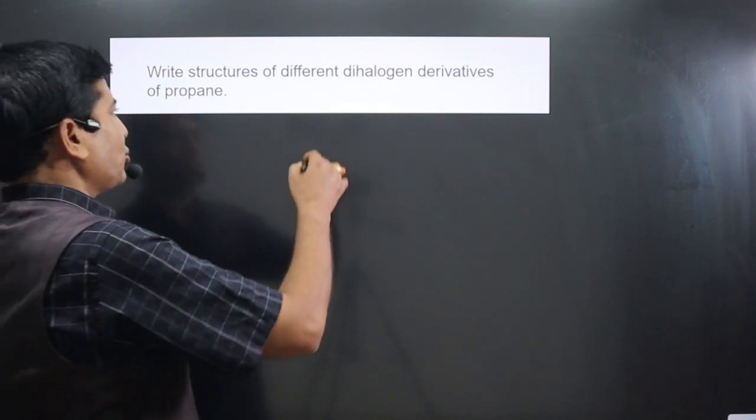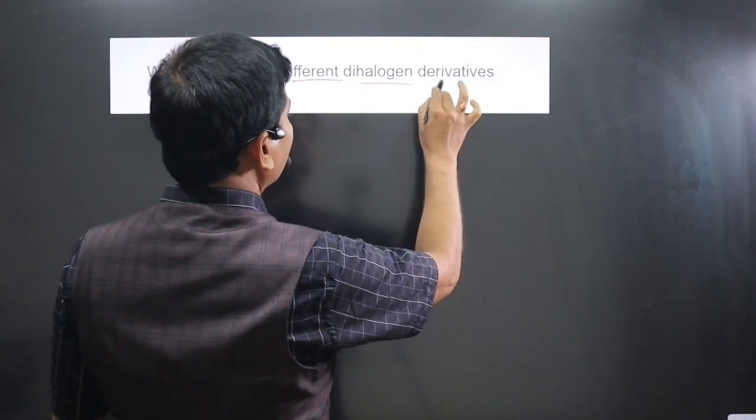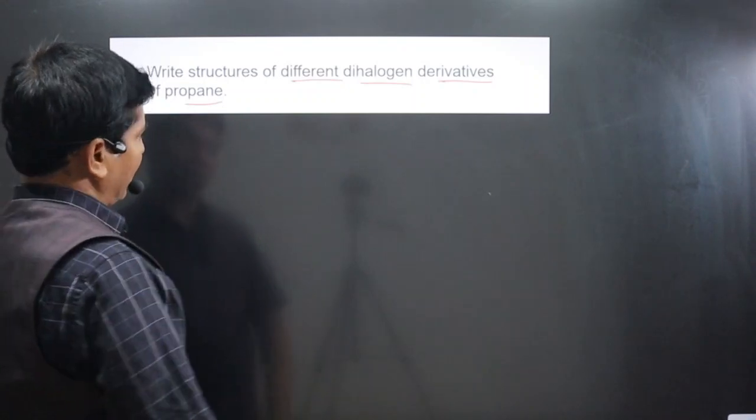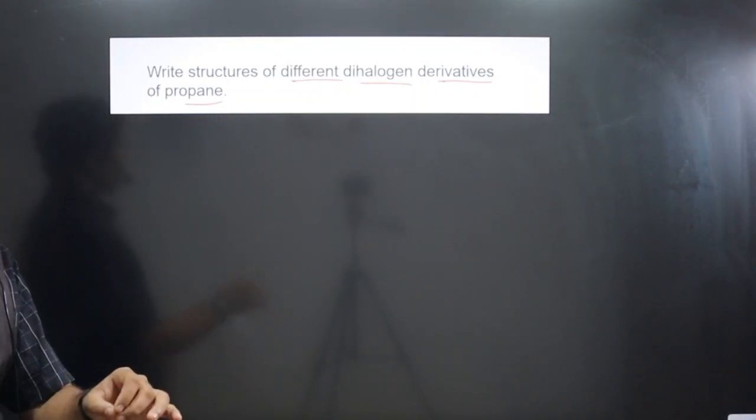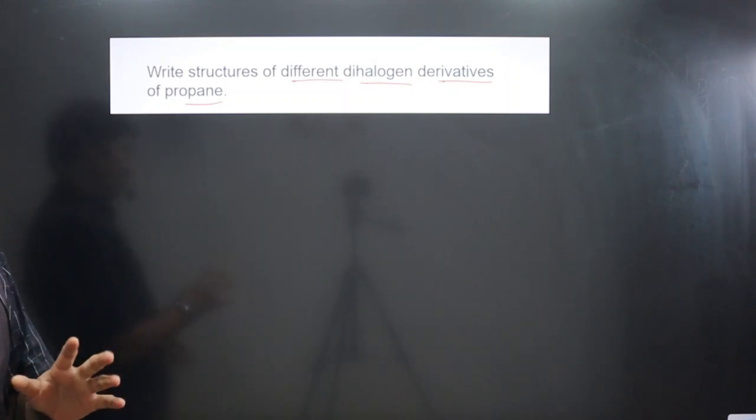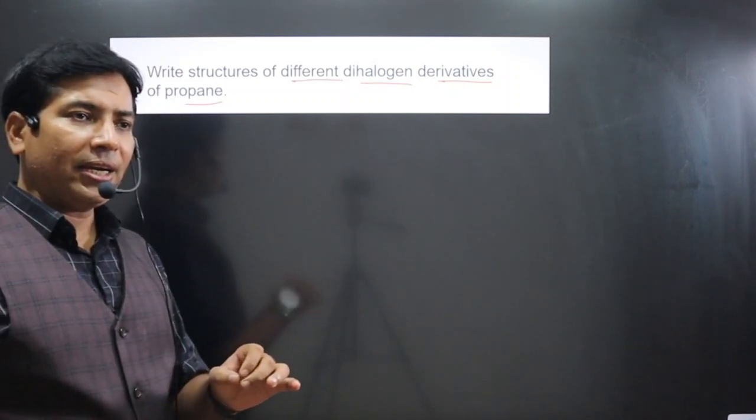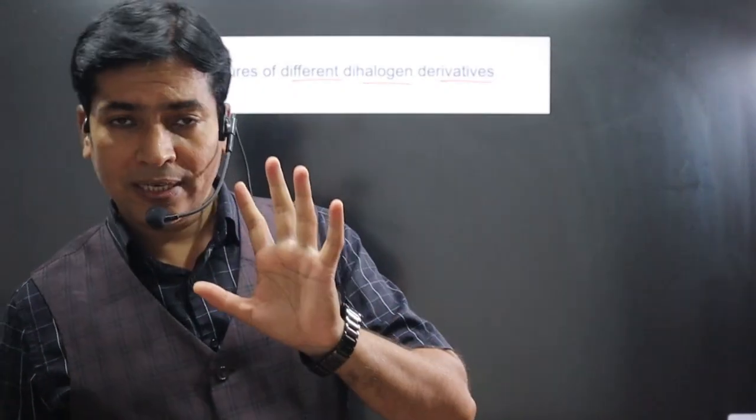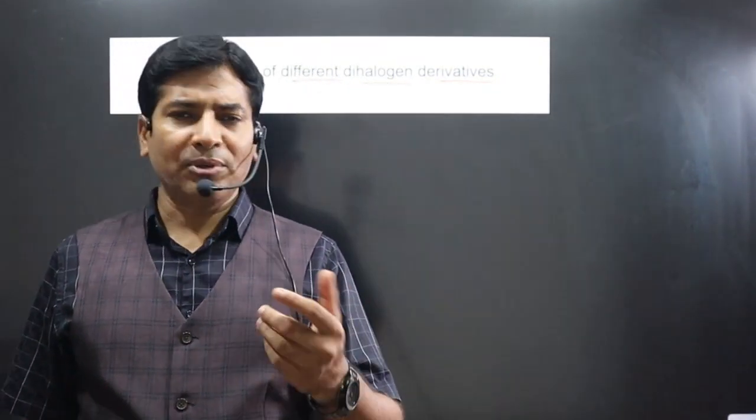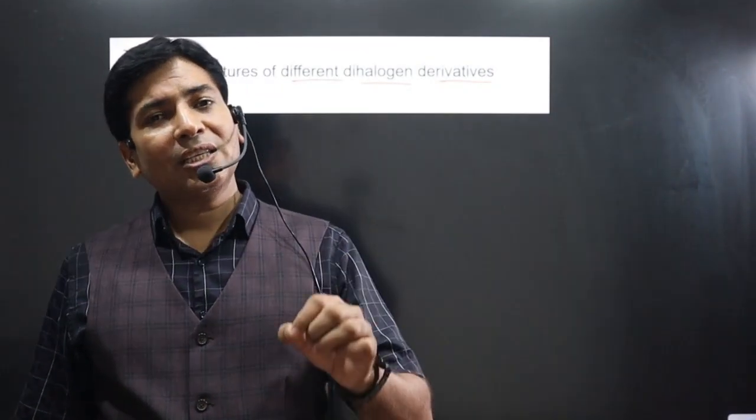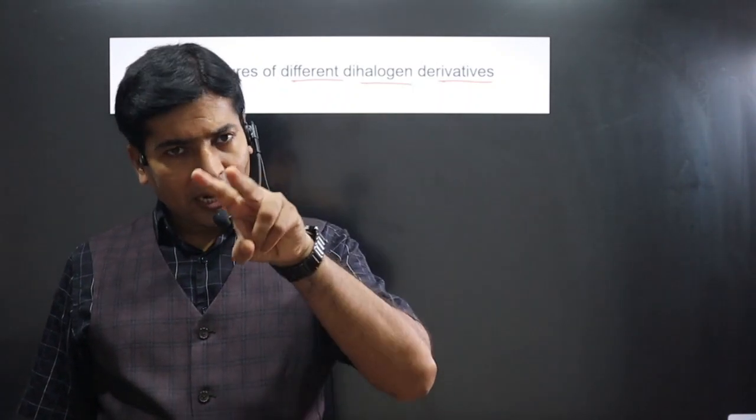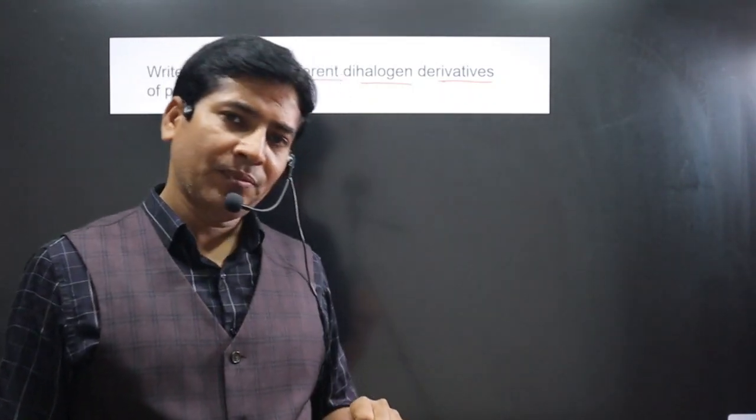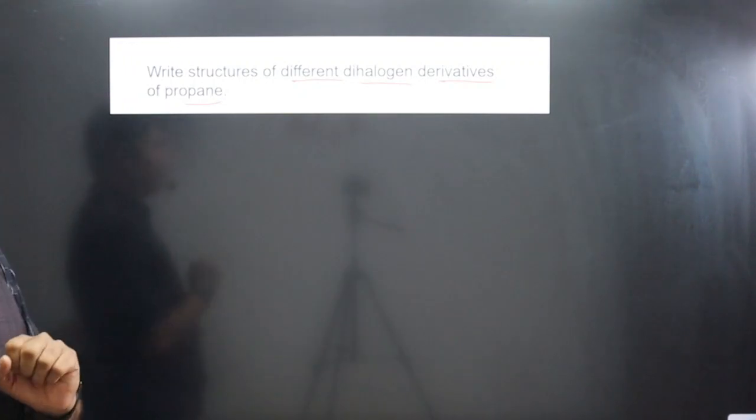The question says write structures of different dihalogen derivatives of propane. About dihalogen, we have learned gem dihalide as well as vic dihalide. In case of gem dihalide, two halogens are attached to the same carbon in the carbon chain, and in case of vic dihalide, two halogens are attached to the adjacent carbon.